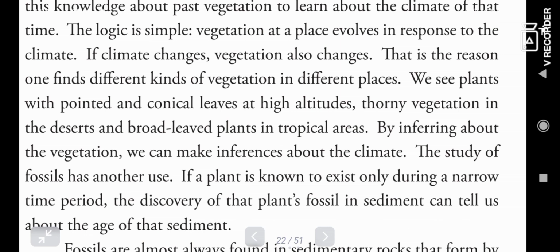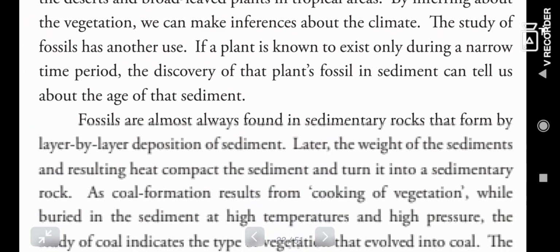The study of fossils has another use. If a plant is known to exist only during a narrow time period, the discovery of that plant's fossils in sediment can tell us about the age of that sediment.